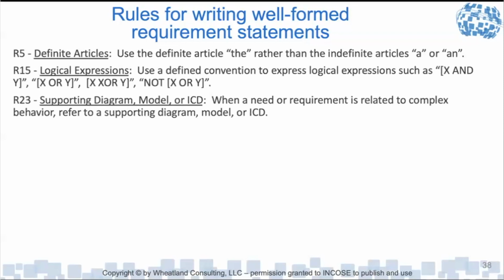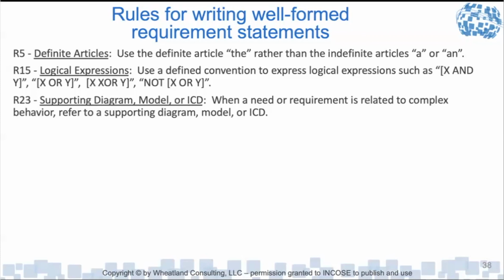The supporting diagram, model, or ICD. So this gets to the singularity issue again. We may have some complex behaviors that it's really hard to express in words, but we could refer to a diagram. Let's say we have a characteristic of a turn-on spike for power. And so I could have a rise time, I have an overshoot, I have a settling kind of thing. I could show all that in a diagram, but to communicate all that in words would be very difficult.